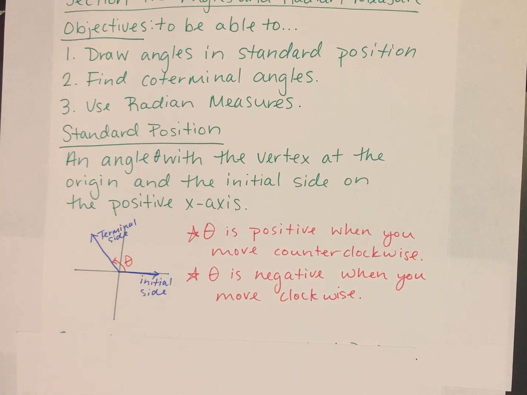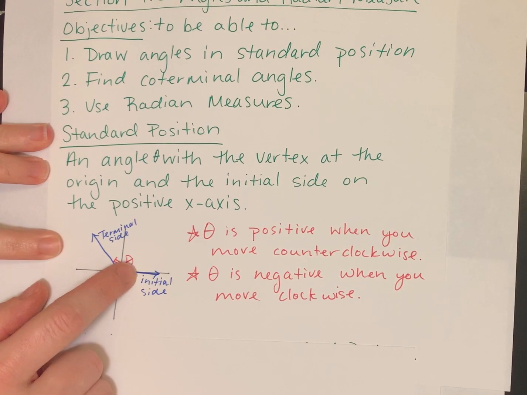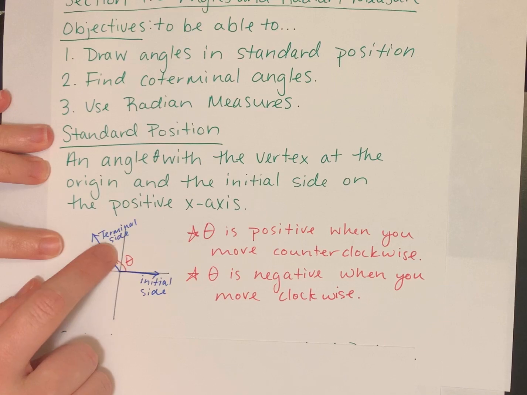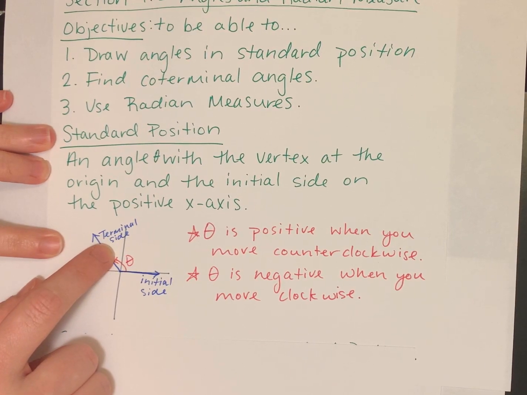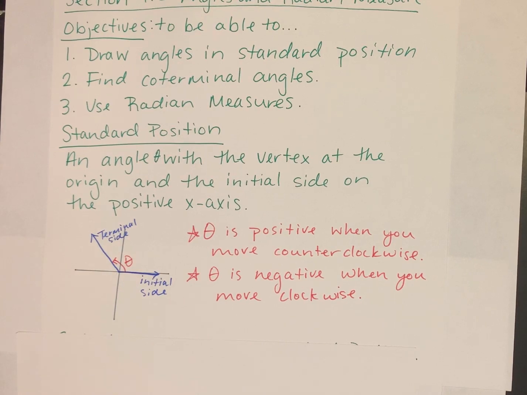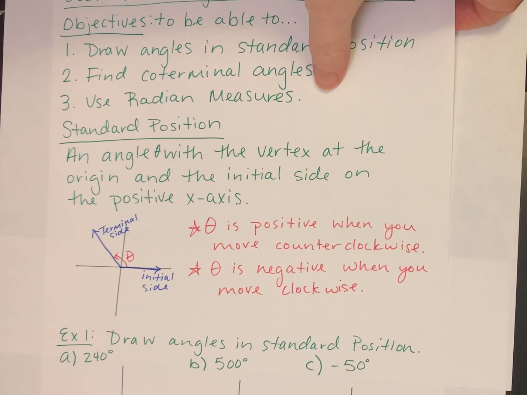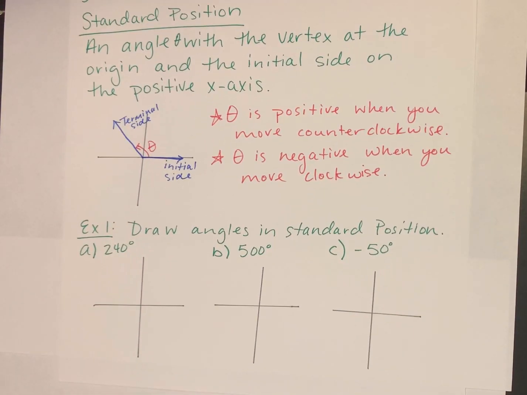When we're looking at angles in the coordinate plane, if theta is positive, you would open up counterclockwise. If theta is negative, then you will open up clockwise. So we're going to move on to an example. So first we're just going to be drawing angles in standard position.